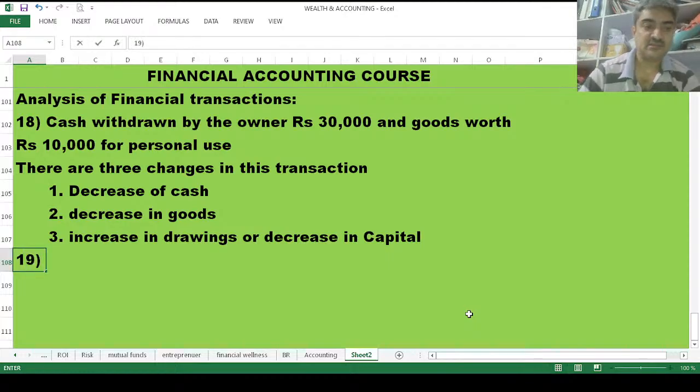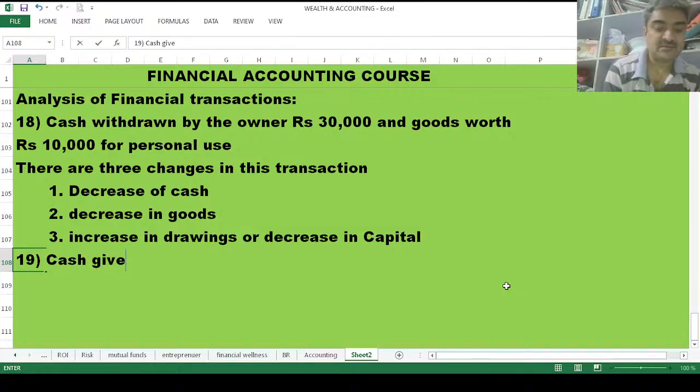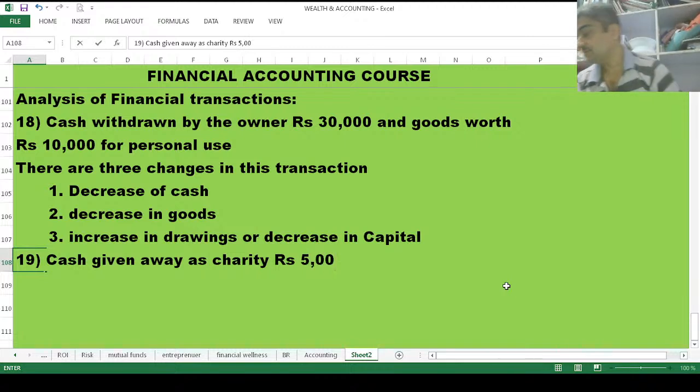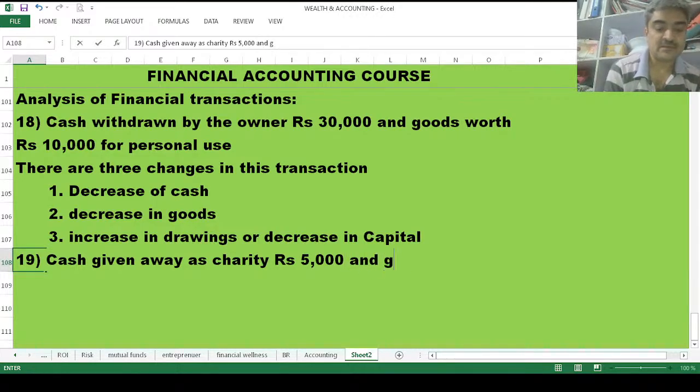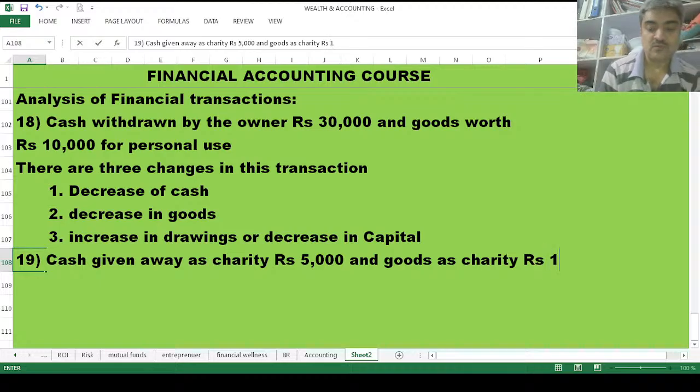Now let's discuss the next transaction, which is cash given away as charity is 5,000 and goods as charity rupees 1,000.